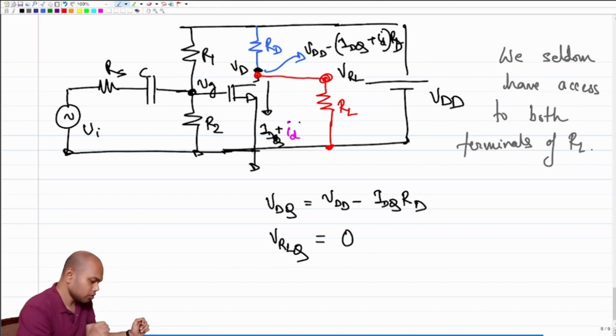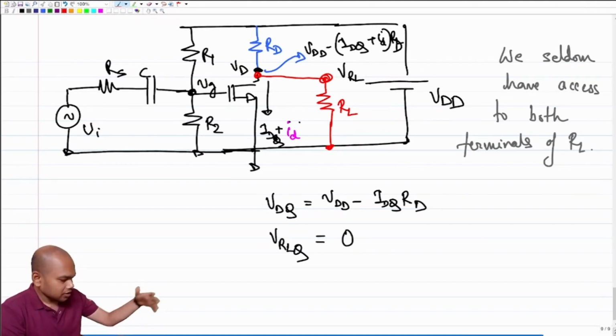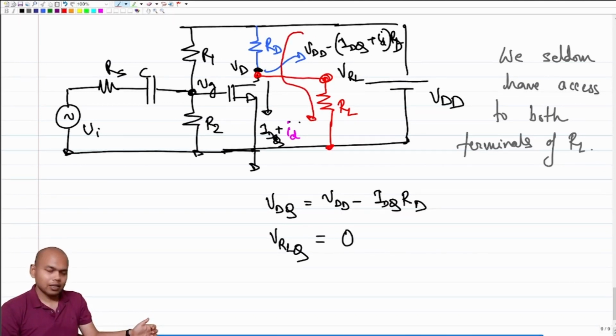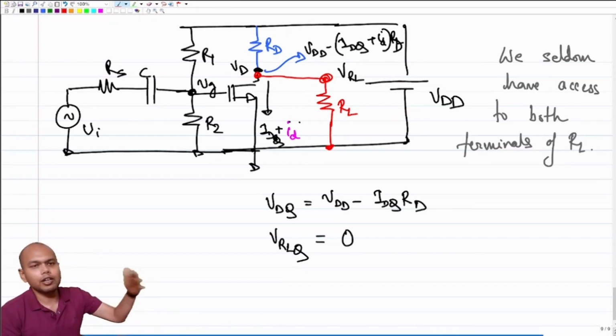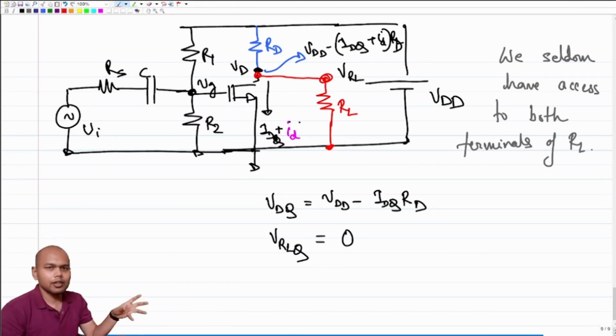Now what will happen if I connect these two nodes, VD and VRL? Forget about the incremental current. What about the DC current? What will happen to the DC current? Clearly, some part of the DC current that was coming through this will now flow into RL, right? What is the problem? The problem is that the value of VD will drop, the drain voltage will drop, because now you are essentially loading the drain.